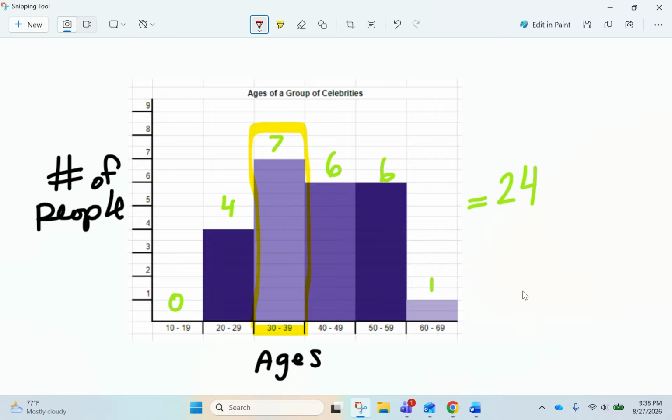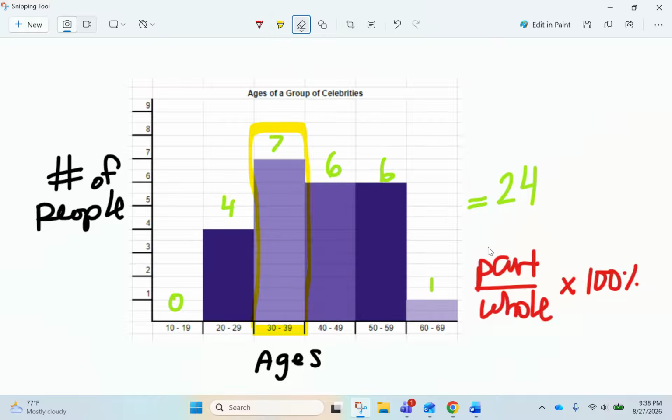What percentage? The formula for a percentage is going to be your part out of your whole times 100, because percentage is always out of 100. So your part is going to be the part that you're interested in. We're interested in the celebrities between 30 and 39. That's what our question says. Well, that's going to be the 7, so this is going to be 7 up here. The whole is the total number of people that we surveyed, which we already calculated is 24.